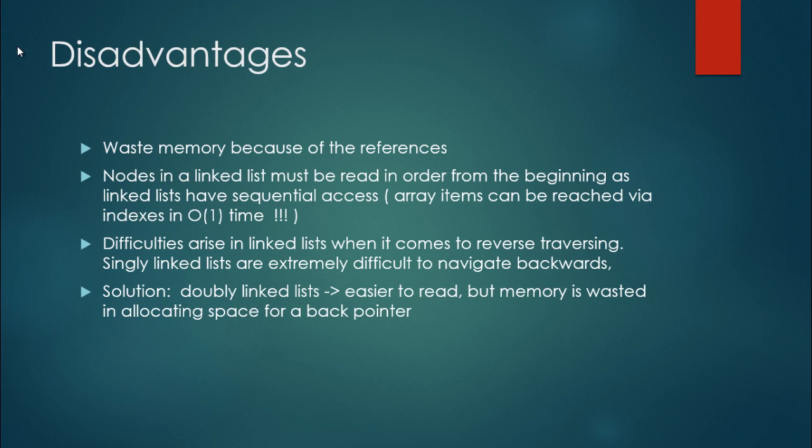Difficulties arise in linked lists when it comes to reverse traversing. Singly linked lists are extremely difficult to navigate backwards. The solution, of course, may be the doubly linked list. It's easier to read, but memory is wasted in allocating space for a back pointer. In a doubly linked list, we have to store a reference to the next node, and we have to store a reference to the previous node. So it is not so memory friendly. On the other hand, arrays do not need any extra memory. So it depends on what kind of problem you have.